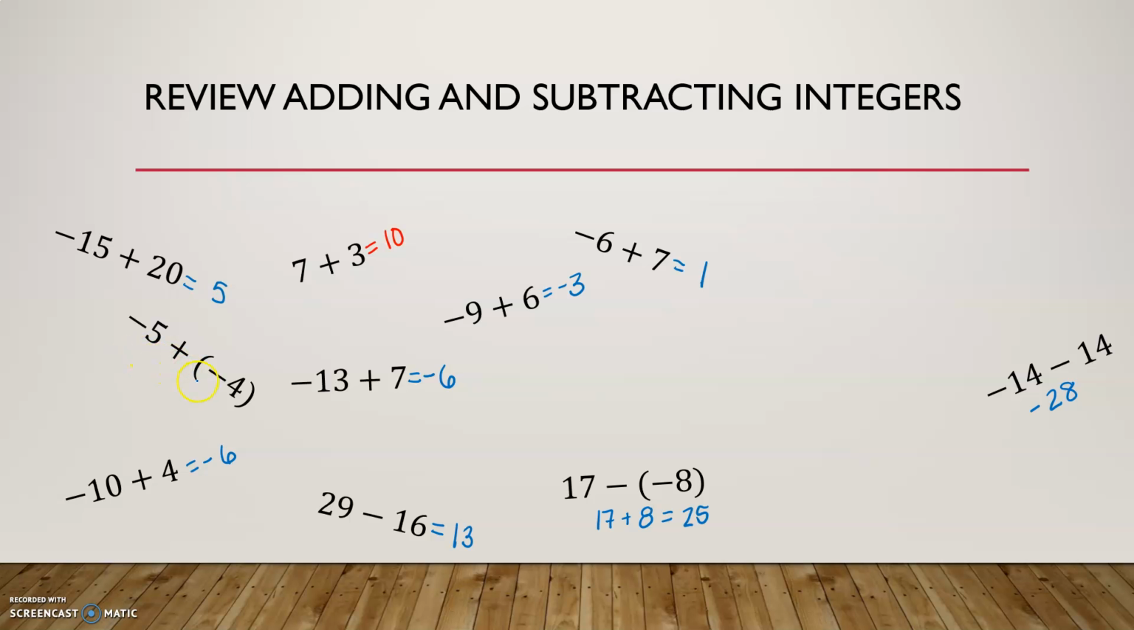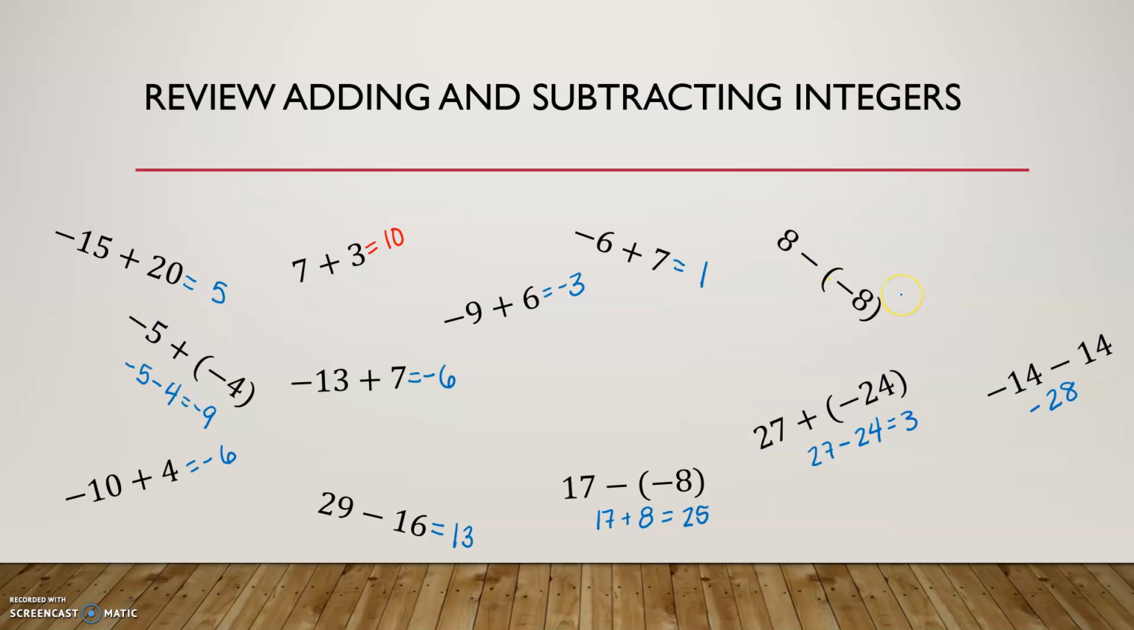Negative 5 plus negative 4. I've got negative 5. Positive and a negative make a negative. Now they have the same sign, so I add the numbers and keep the sign. 27 plus negative 24. When I rewrite this with one sign, it'll be a minus sign. And then I subtract those and get 3.